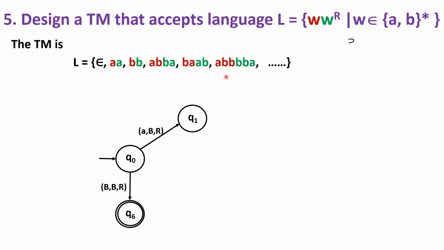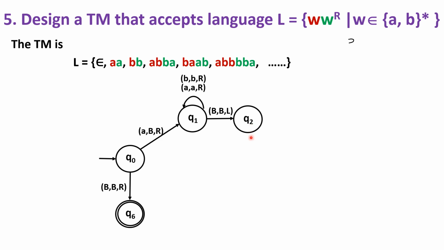In Q1, read all the other symbols present in the string and stay in the same state. Go on moving towards the right until you come across a blank. Once we come across a blank, move towards the left and change the state. State Q1 is to read the intermediate symbols present in the string.